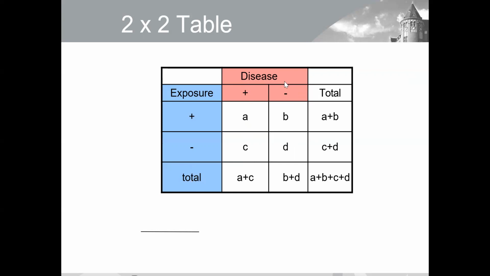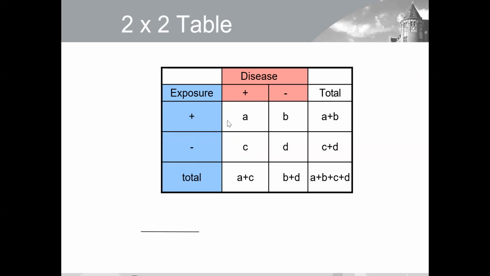Total with disease is A plus C. Total without disease is B plus D. Total exposure is this plus this. Then total without exposure will be this. So this is the typical thing. If someone is exposed, they are going to develop a disease, and that's your A. Then these are also the typical.